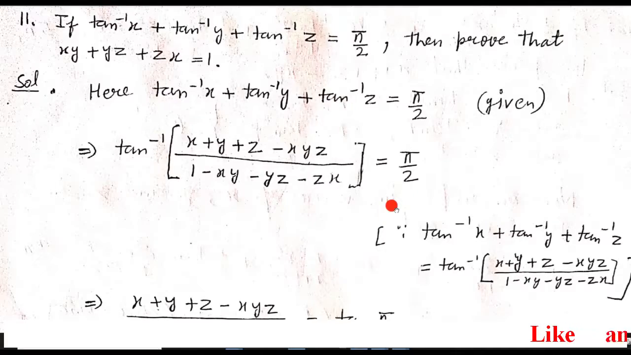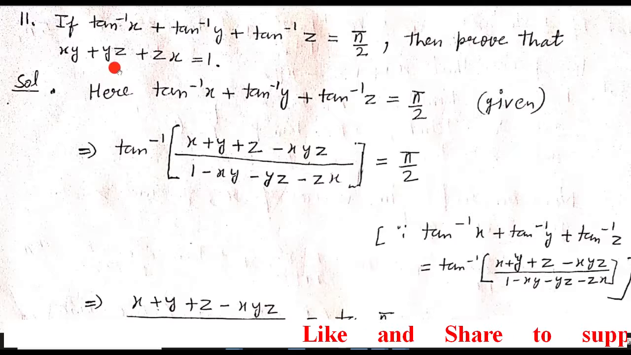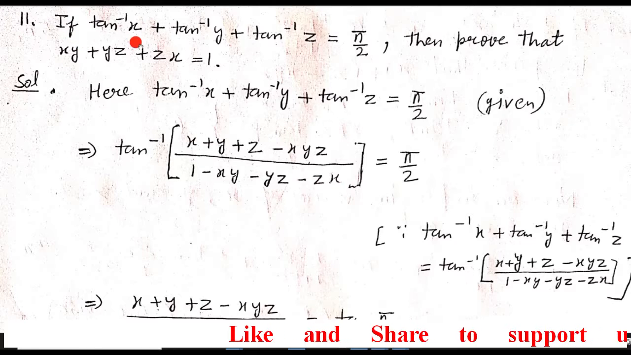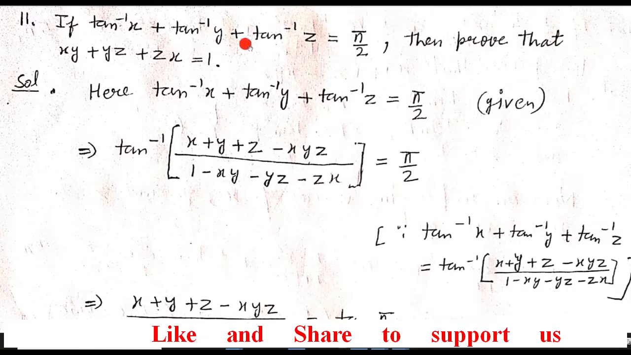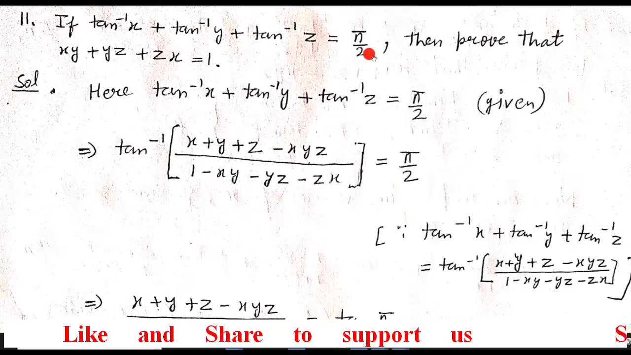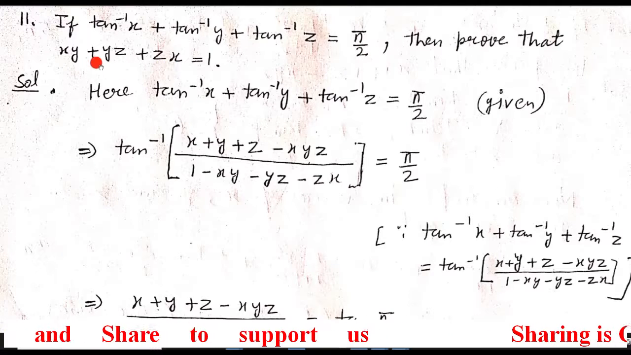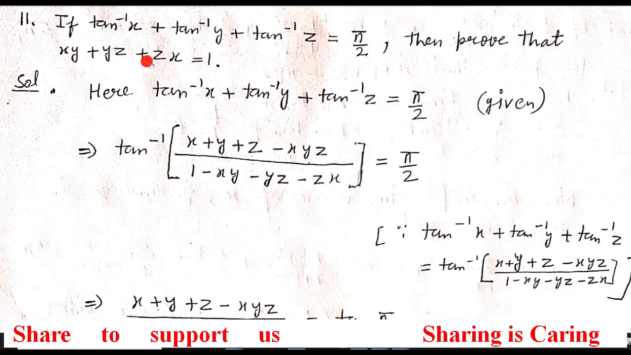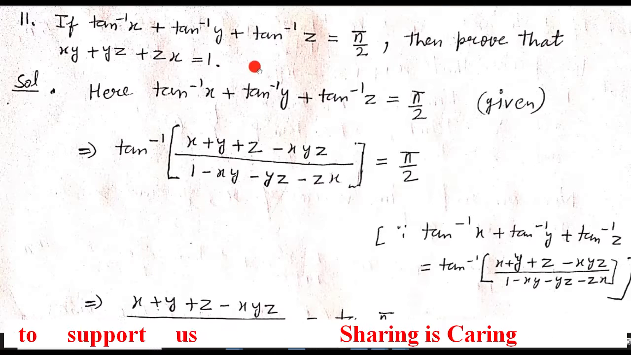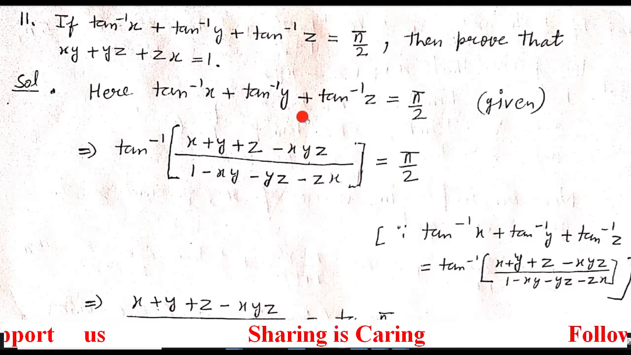Everyone, I am going to explain question number 11 of exercise 2.1 of class 12th. The question is, if tan inverse x plus tan inverse y plus tan inverse z is equal to pi by 2, then prove that xy plus yz plus zx is equal to 1. So we'll start with the given thing.